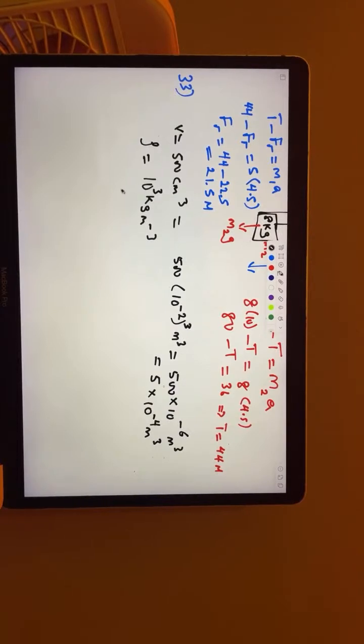Now take note, upthrust is rho Vg. Upthrust is rho Vg. Rho is the density of the liquid, V is the volume of the substance that is being immersed, and g is acceleration due to gravity. Please take note of that. So in that case now they say calculate the upthrust on an object which is partially immersed in a liquid of density 10 kilogram per meter cube.